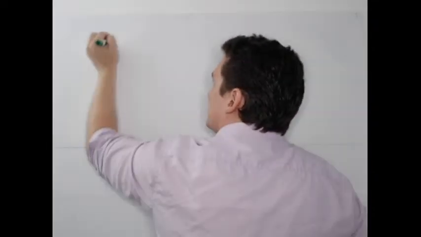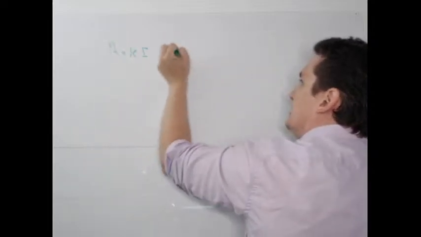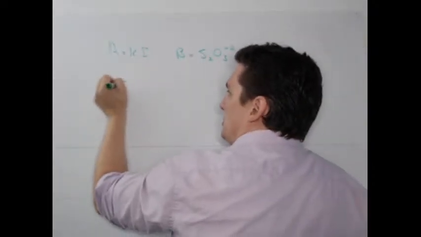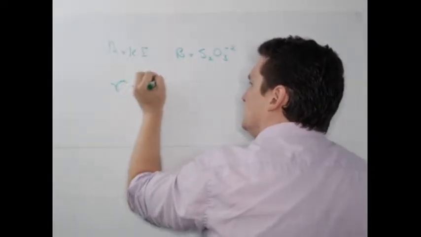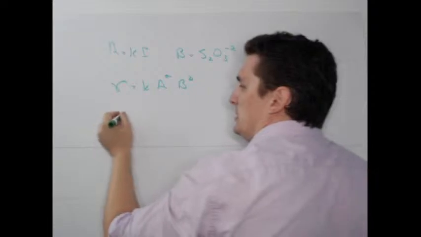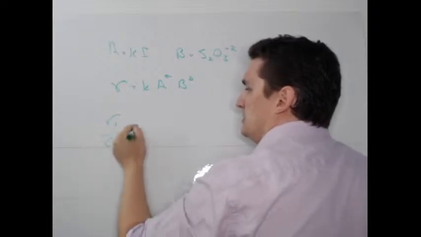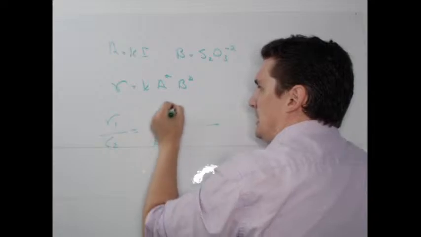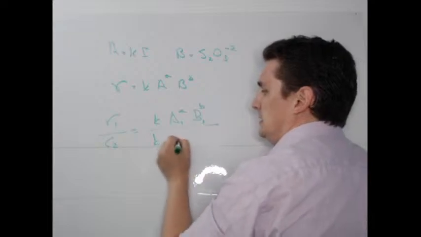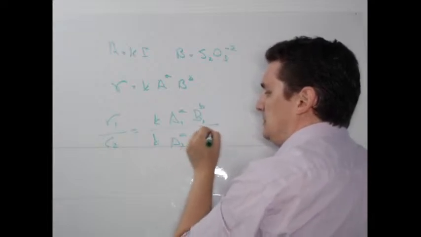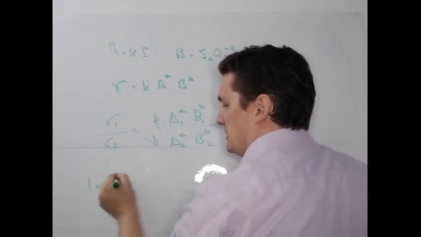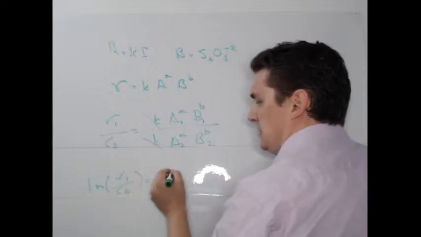Okay, so let's say reactant A is the potassium iodide, and reactant B is the bisulfite. So we're going to assume our rate law takes the form rate equals k [A]^a [B]^b. And we can take the ratio of any two rates that you measure. And that'll be k [A]^a [B]^b for run 1 over [A]^a [B]^b for run 2. The k's are going to cancel out, and if we take the natural log of both sides, we'll end up with this expression.